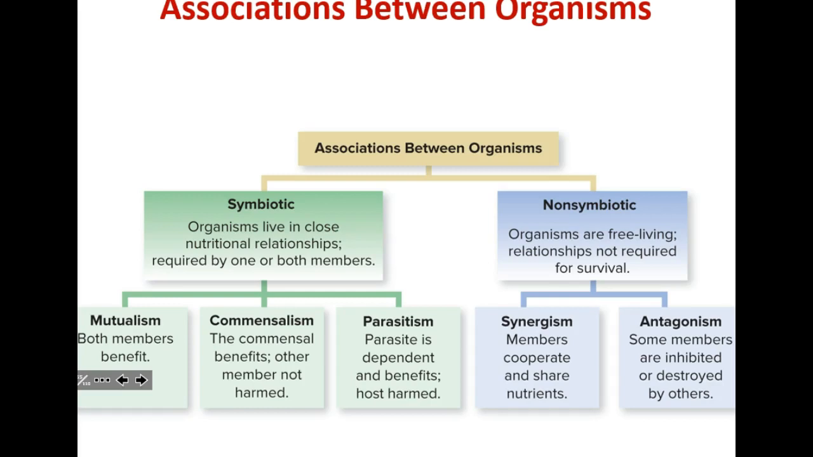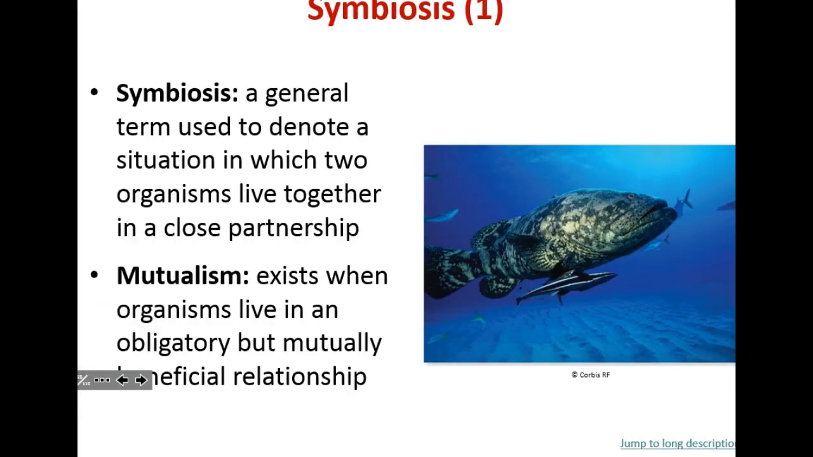Two types of non-symbiotic relationships are synergism and antagonism. Antagonism, against. Some members are inhibited or destroyed by others. What could they be competing for? They could be space, nutrients, nutrition.